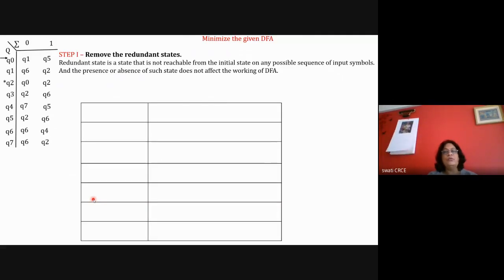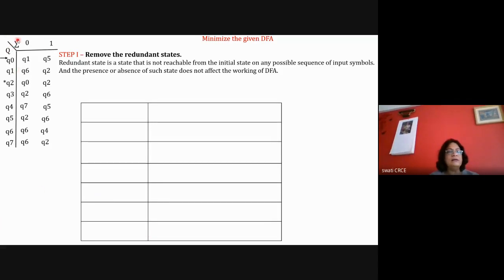Okay, so now this is my problem. So we will solve the problem. Okay, so you have identified the logic behind this particular problem. Have you identified? Reply to me on the chat. Have you identified what we are doing? We are trying to minimize the given DFA.